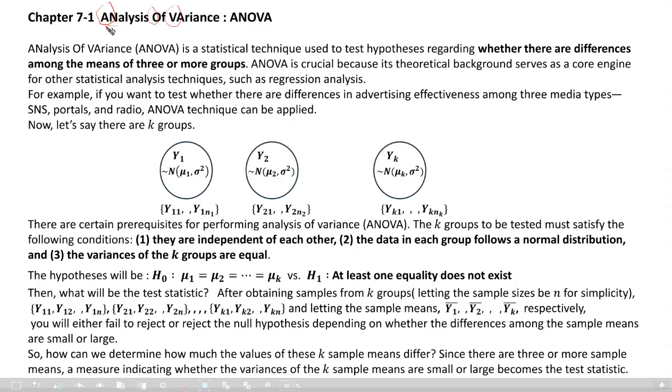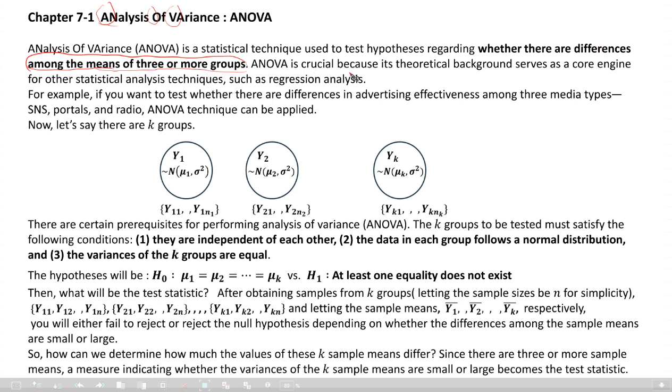ANOVA is analysis of variance. ANOVA is a statistical technique used to test hypotheses regarding whether there are differences among the means of three or more groups. We already studied the difference between two groups, two independent populations. Here, three or more populations.